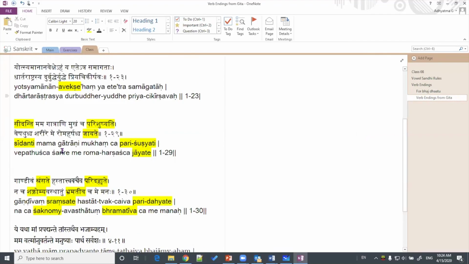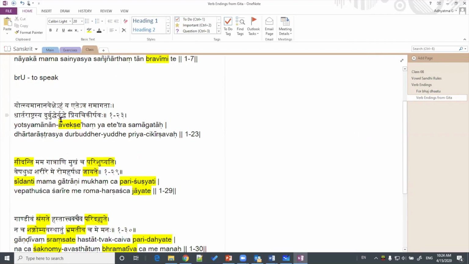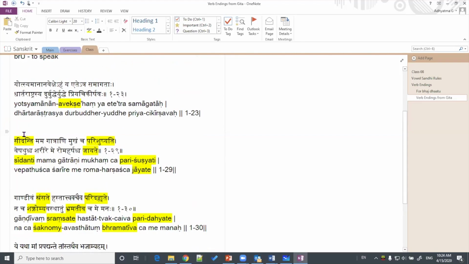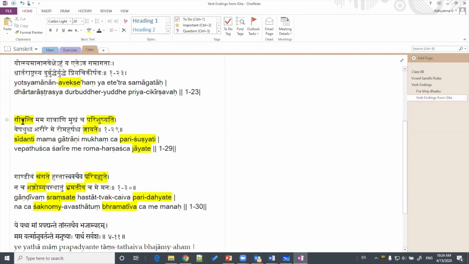So the meaning is the same, whether it is Atmanepadi or Parasmaipadi. As I said, the meaning is the same. So it's not a different meaning because you are using Parasmaipadi versus Atmanepadi. Sidanti, it is the same as gachchanti. Sidanti, third person plural. Parishushyati, this is third person singular.